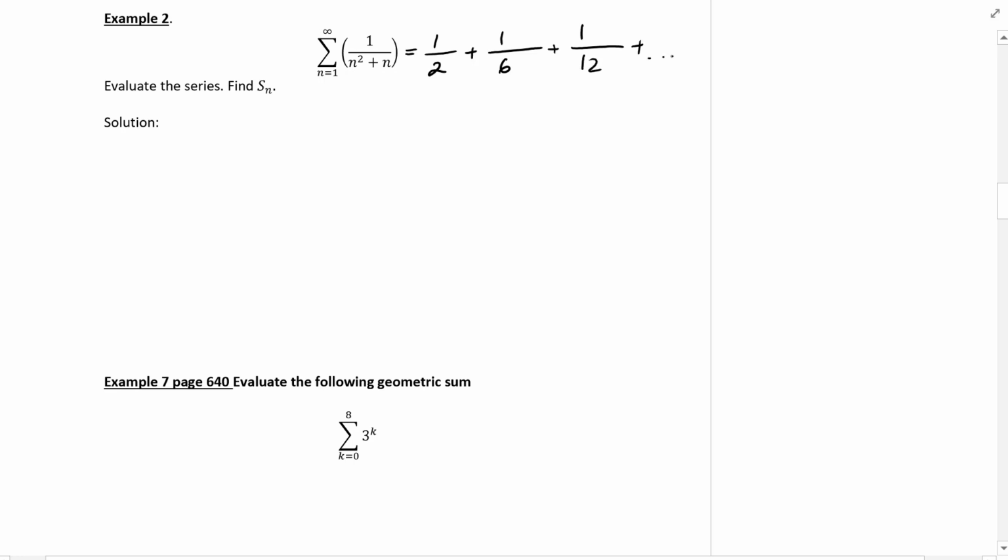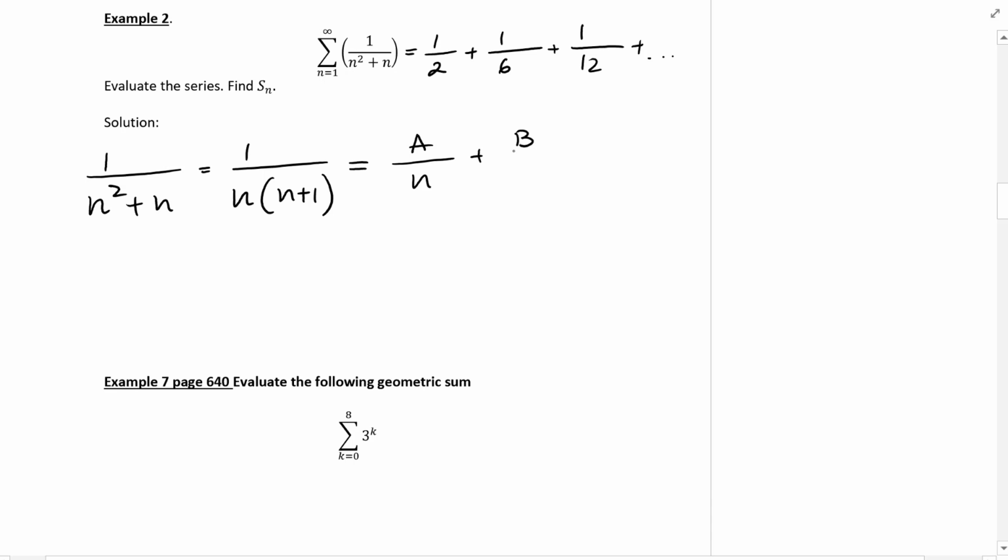So is it gonna help me? I don't think it's gonna help me too much. So what I'm gonna do is take this term 1 over n squared plus n, and write it 1 over n times n plus 1. And then we are gonna use partial fractions, which we learned in this course, to break it down into a over n plus b over n plus 1.